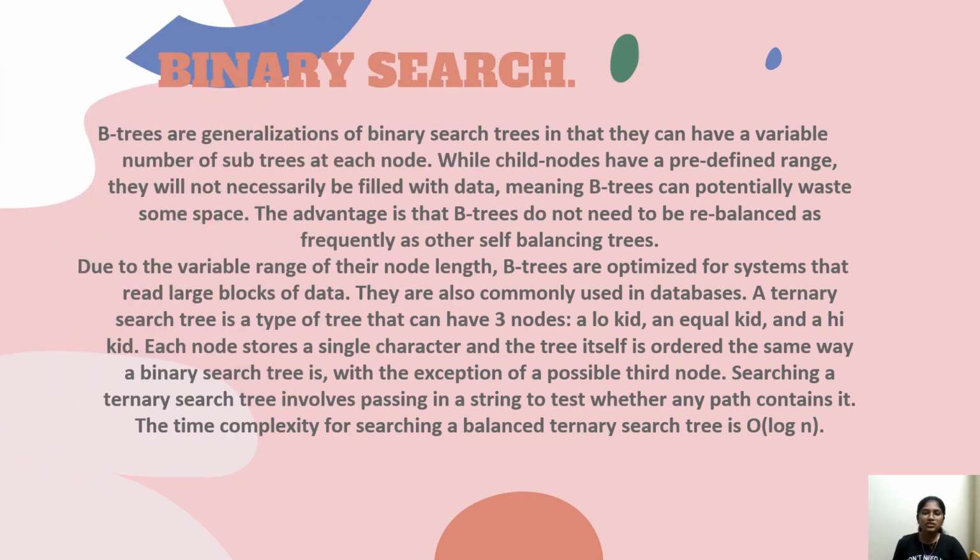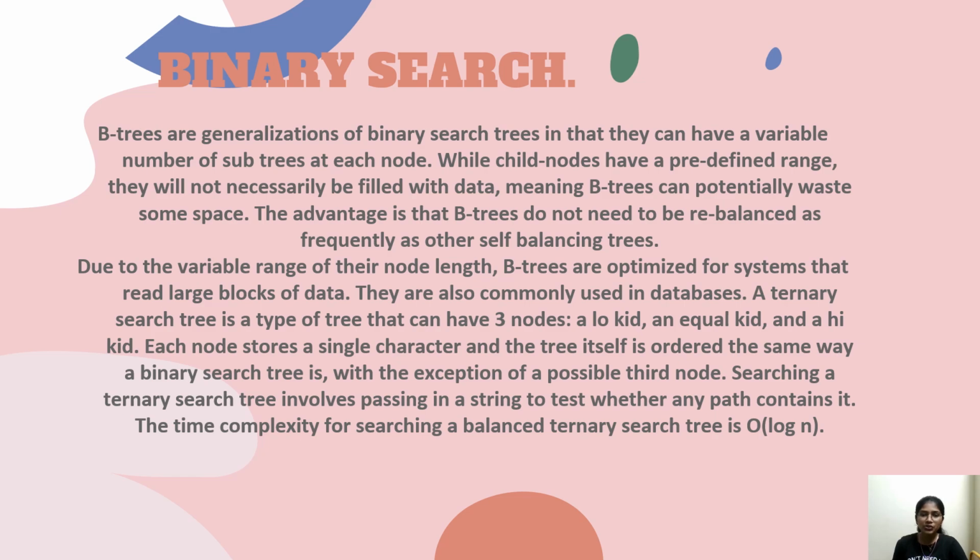B-trees are generalizations of binary search trees, in that they can have a variable number of subtrees at each node. While child nodes have a predefined range, they will not necessarily be filled with data, meaning B-trees can potentially waste some space. The advantage is that B-trees do not need to be rebalanced as frequently as other self-balancing trees. Due to the variable range of their node length, B-trees are optimized for systems that read large blocks of data. They are also commonly used in databases.